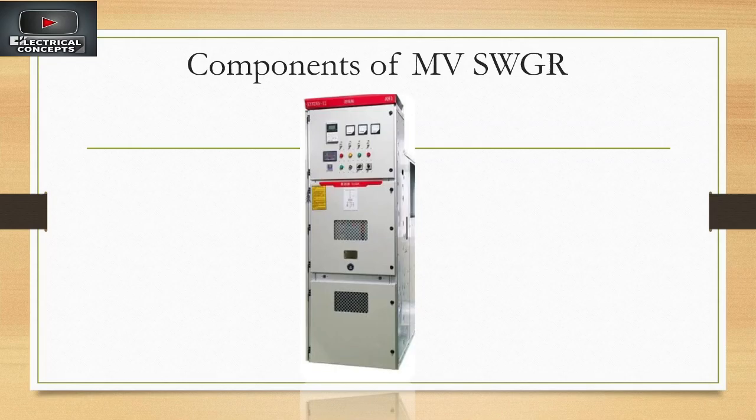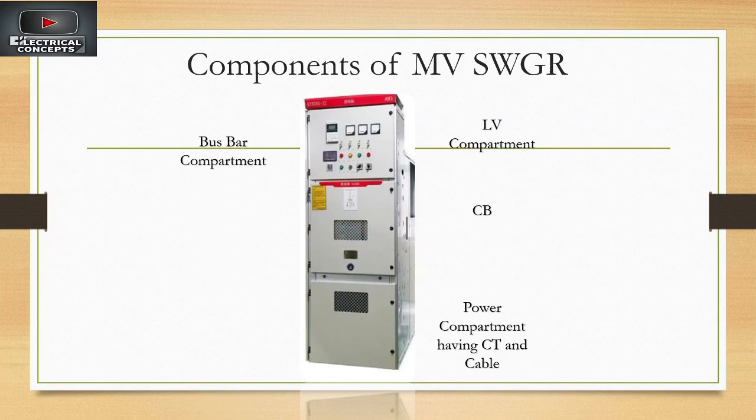Let us look at one feeder of a bay. These are the components of MV switchgear for one feeder. Each bay or feeder has an LV compartment, a circuit breaker compartment, and a power compartment having CT and cable, and some CTs are installed in the bus bar compartments.